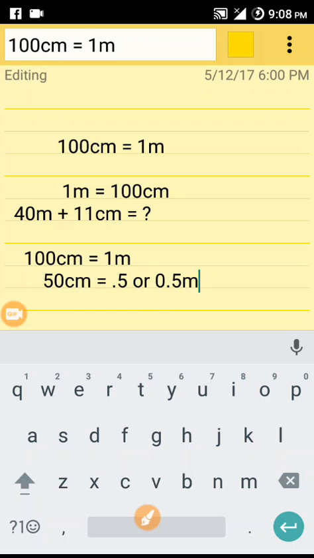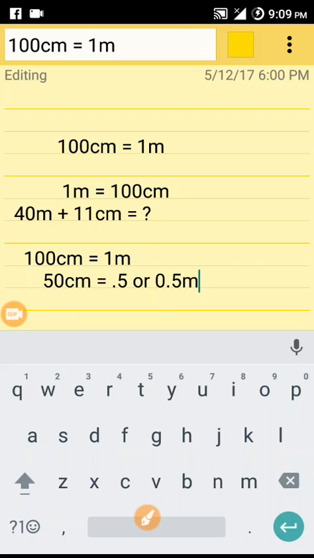What we are trying to do here is change 11 centimeters to meters so that we can get 40 meters plus what we get for the 11 centimeters in meters. Then we can add it so that we can get our answer. Are we clear? Good. So we are trying to understand how we can change centimeters to meters. Are we there?